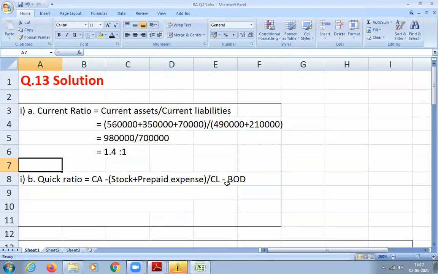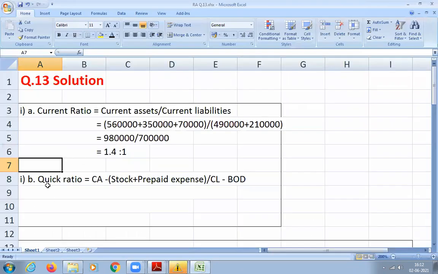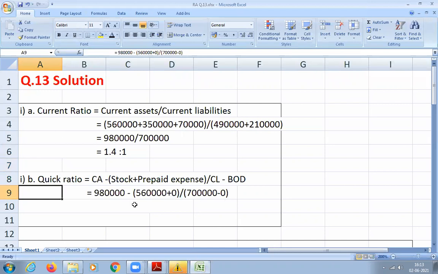And then current liability minus BOD, bank overdraft. Has he given any bank overdraft? No, sir. See, bank overdraft is different, bank loan is different. Don't consider both equal. Bank loan is not bank overdraft, so please don't take that. So we take it as 0. So substitute now. 9.8 lakhs is total current asset minus stock and prepaid expense is 0. Current liability is 7 lakhs minus BOD is 0.